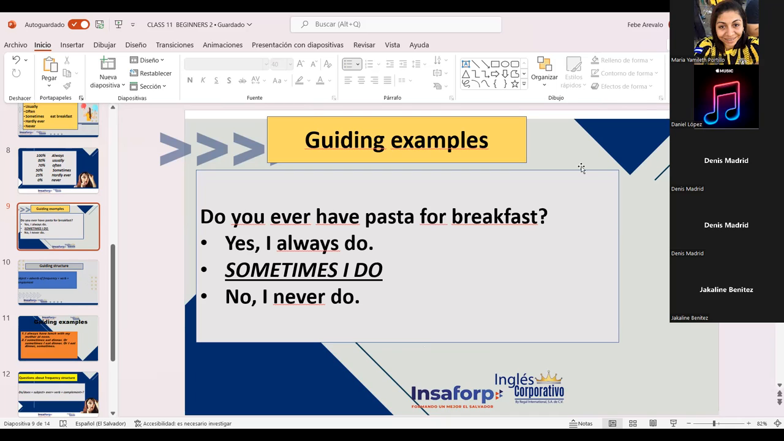Ahora, Denis Madrid, usted le va a preguntar a Daniel López la misma pregunta que tenemos aquí. Okay. Do you ever have pasta for breakfast? Yes, I always do. Sometimes I do. No, I never do. Okay, let's exchange. Ahora viceversa. Daniel, usted pregunta, Denis, usted contesta. Do you ever have pasta for breakfast? Yes, I always do. Sometimes I do. No, I never do. Excellent.